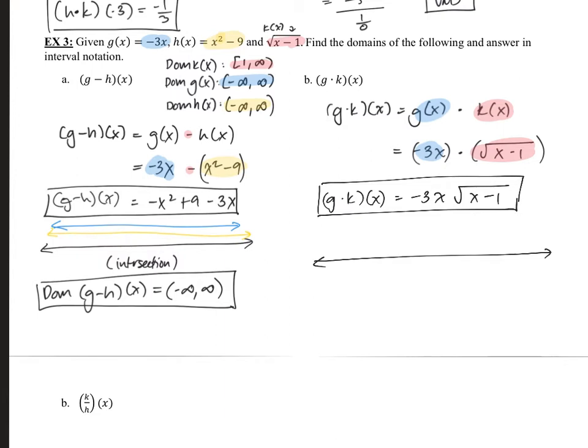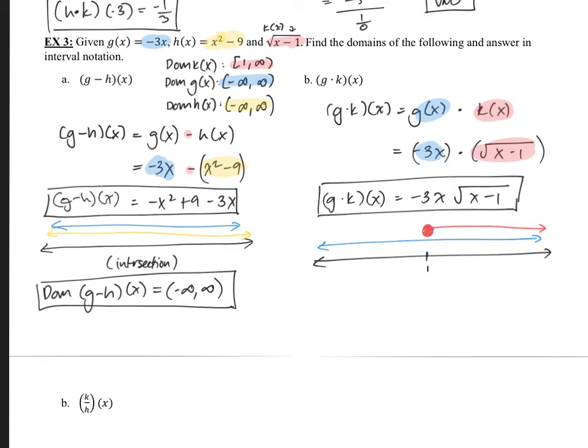Let's see. The domain of g is negative infinity to positive infinity. And that I'll graph in blue to keep with the color coding. Now the domain of k, ooh, it's different. We have 1 to infinity. And we include 1.